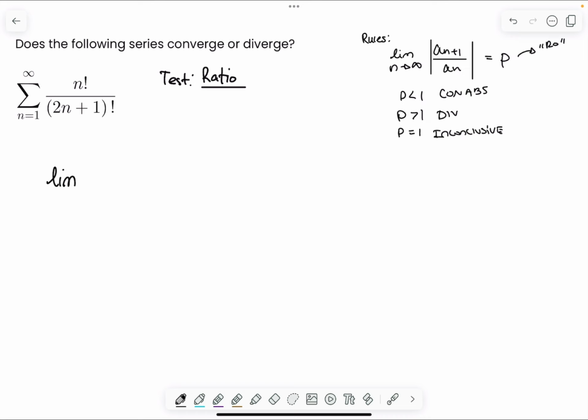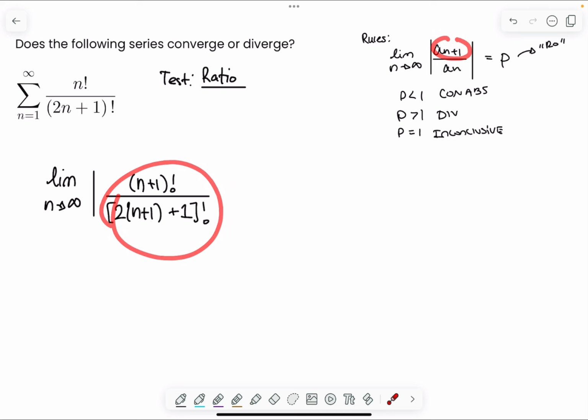So we're going to take the limit as n approaches infinity of our sequence, but wherever we see an n, we're going to add a 1. That's going to be n plus 1 factorial. And then I have 2, but this 2 is being multiplied by the n, and I need to add a 1 to the n. So it's going to become 2 times n plus 1, and then that whole thing is factorial. And then we have to divide by this, or we could just multiply by the reciprocal. So just flip these and multiply by that.